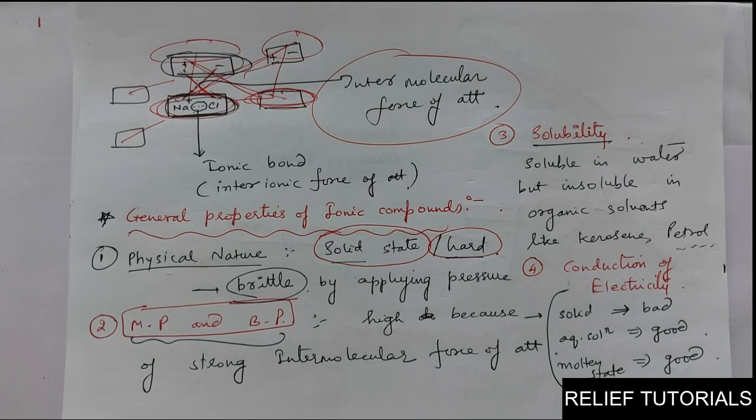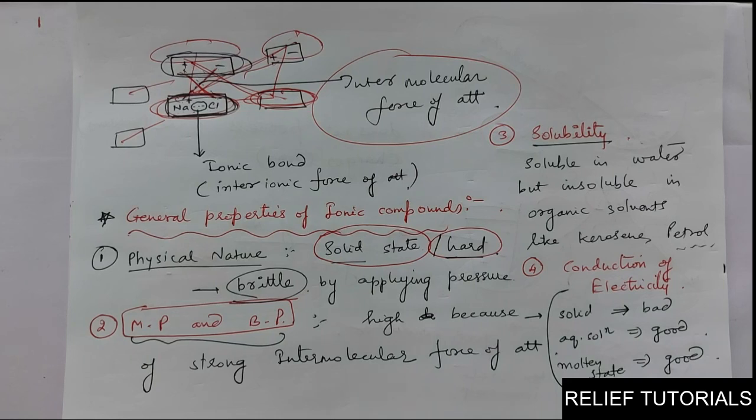So what will we write in the answer? A simple one-line answer: ionic compounds possess a high melting point because a considerable amount of energy is required to break the strong inter-ionic force of attraction.